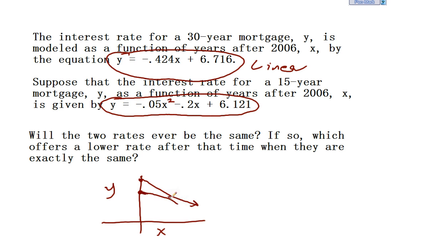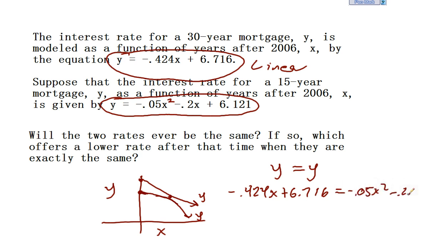Now the question is, will they ever touch? Or will this one just drop faster than this one will? Well, let's see. So we want to know, when does this y equal this y? So the y's will be equal when the right sides are equal. And when that equals negative 0.05x squared minus 0.2x plus 6.121. Okay, so now we would set them equal to each other, or isolate the terms.